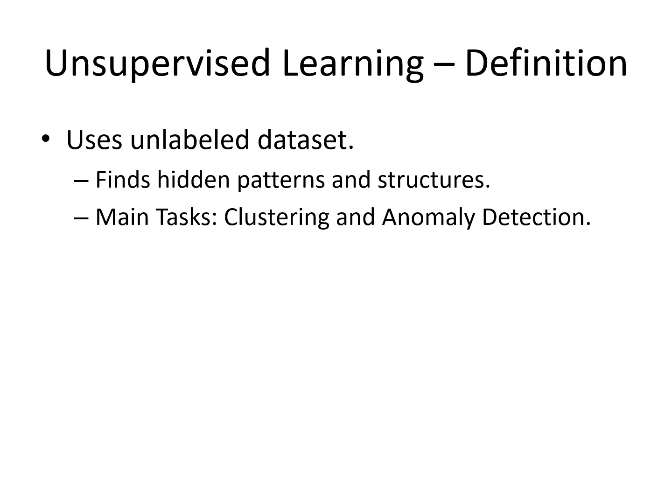Coming to the next slide, that is unsupervised learning. Unsupervised learning uses unlabeled data. It finds hidden patterns and structures. The main tasks are clustering and anomaly detection. Generally, it depends on hidden patterns and groups, and it is mainly used for clustering and anomaly detection.